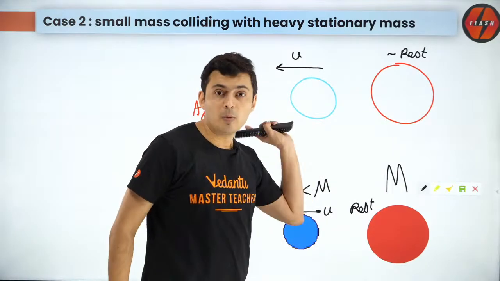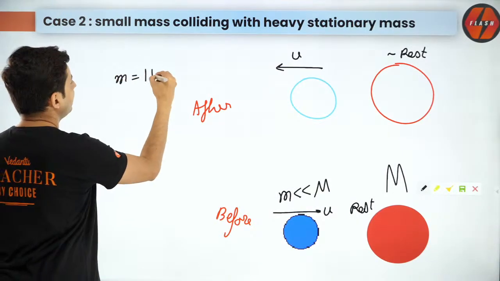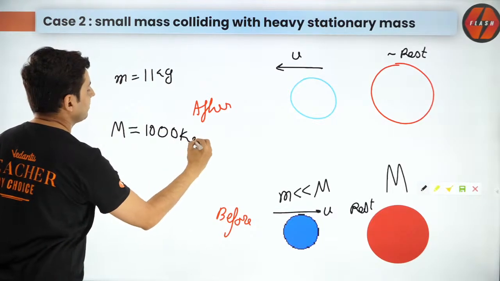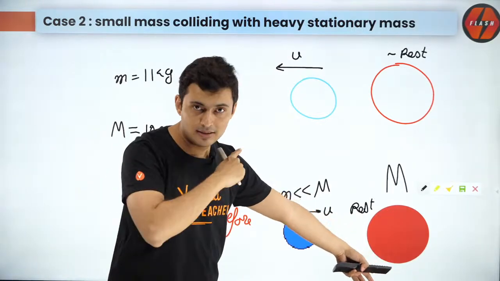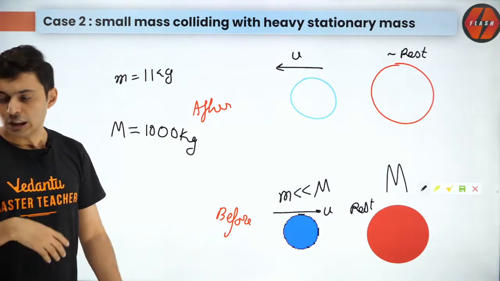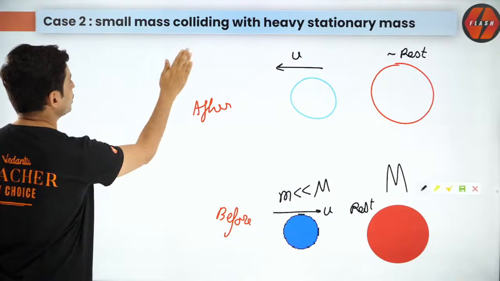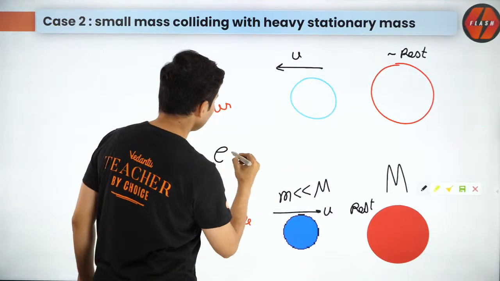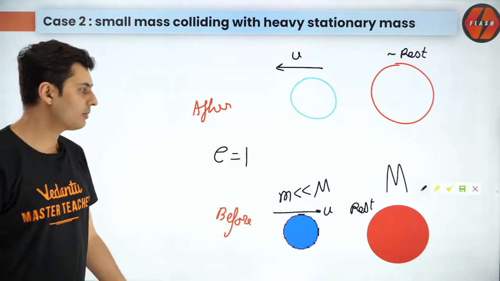But how big should the difference be? Very big. For example, if small m is 1 kg, then capital M has to be at least some 1000 kg or something. Understand? Only then. If one is 1 kg, second is 3 kg, then do not apply this trick. You will get a wrong answer. Remember that. So the mass difference should be very large, or else this trick should not be applied. And do not forget, e should be 1. These are only for elastic collisions. So this is the next trick which you can use.